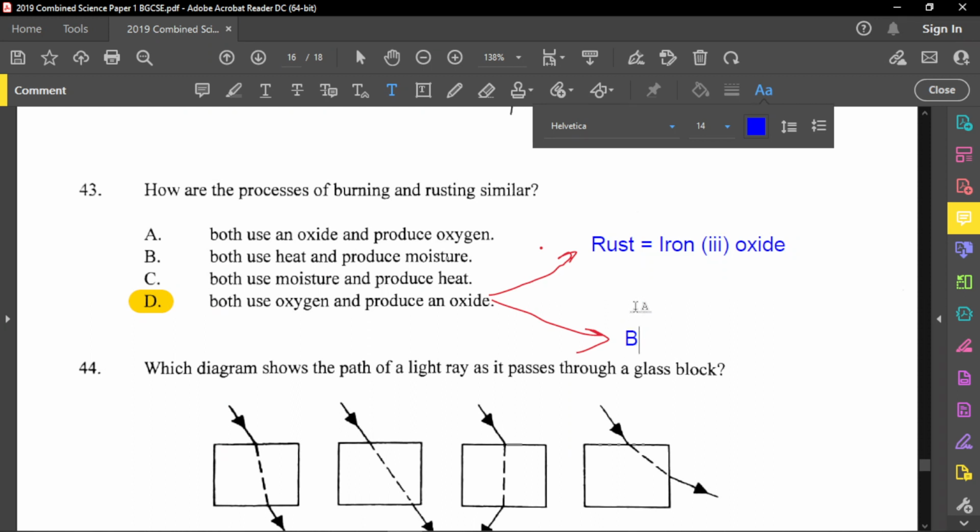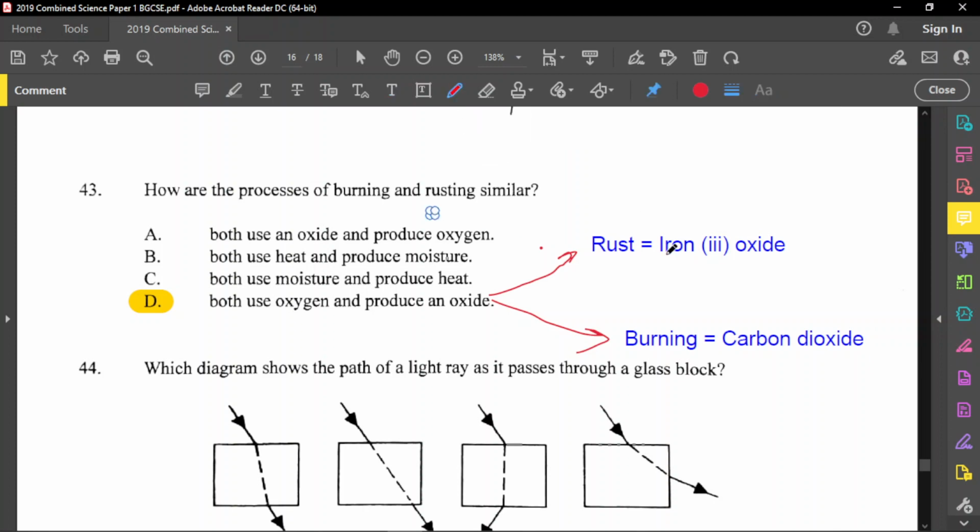And burning now produces another oxide, and that oxide is called carbon dioxide. So burning will produce carbon dioxide, and again, it is an oxide. Based on the formula right here, iron 3 oxide is Fe2O3, and carbon dioxide is CO2. So this is CO2, and there we have it.